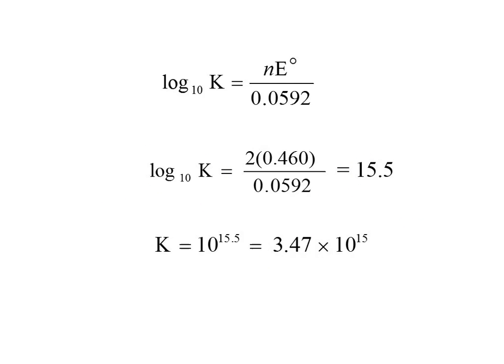On your calculator, if you take 10 raised to the 15.5, you get something in scientific notation raised to the 15th power. So 3.47 times 10 to the 15th. So a big K means it favors the products. Yeah. So definitely spontaneous.